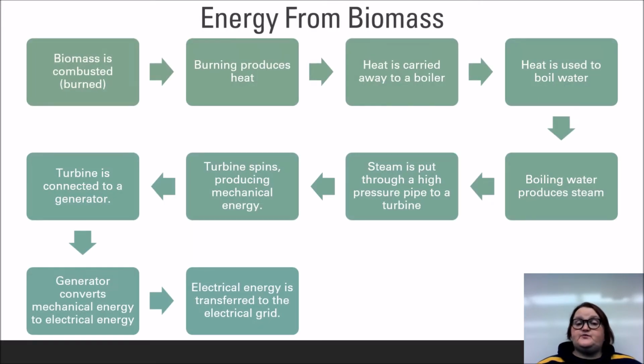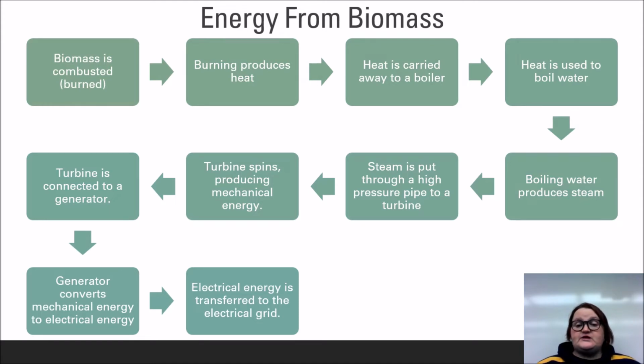Here we see the steps of producing electricity from the burning of biomass. If you look closely, you'll see that several of these steps are the same as with generating electricity from the other energy sources we have looked at so far. Biomass is burned, which produces heat. The heat is used to boil water. The boiling water produces steam, which is collected and funneled through a narrow pipe.